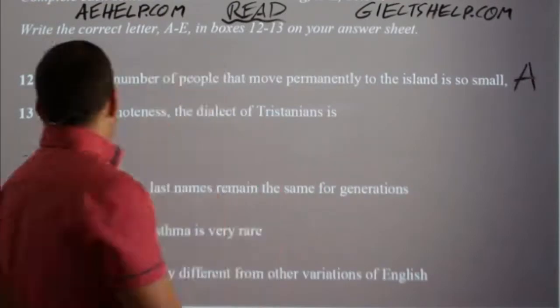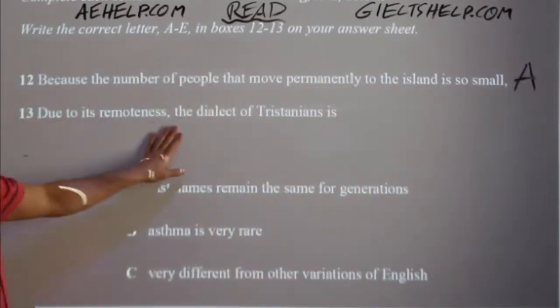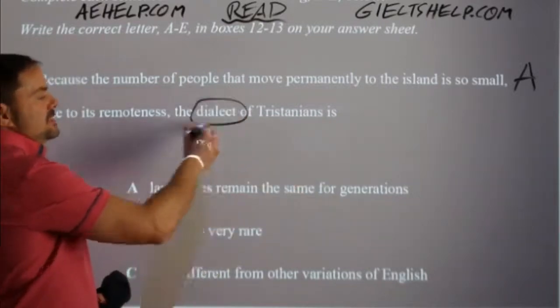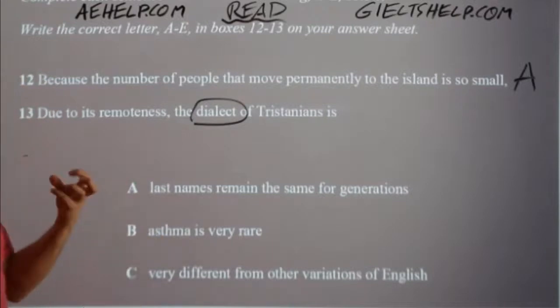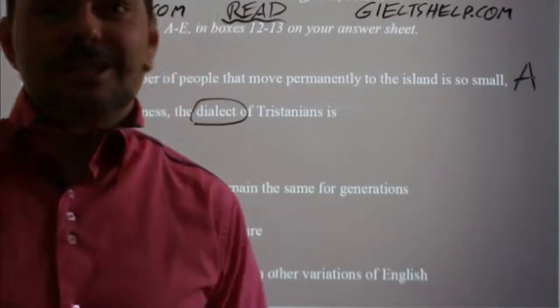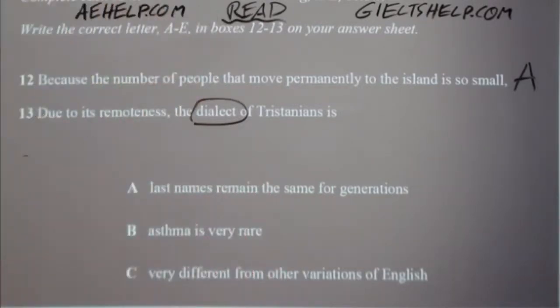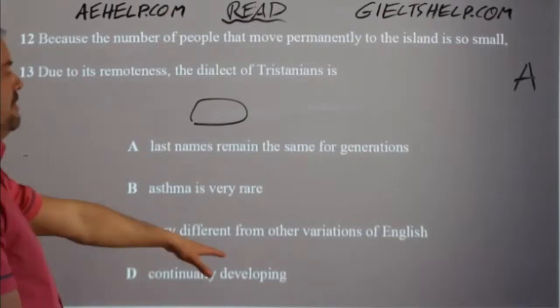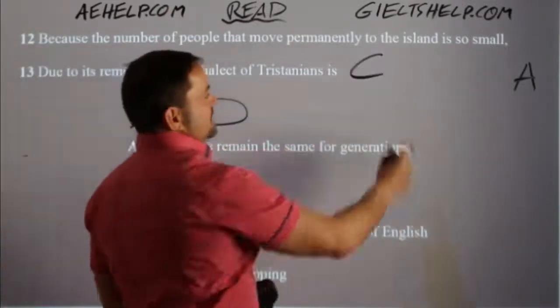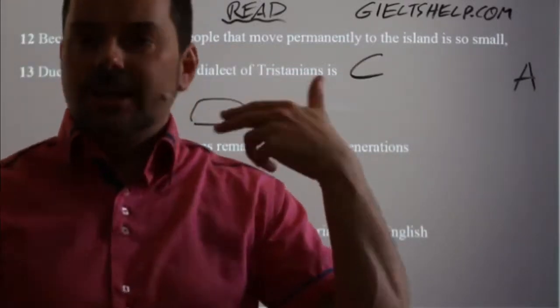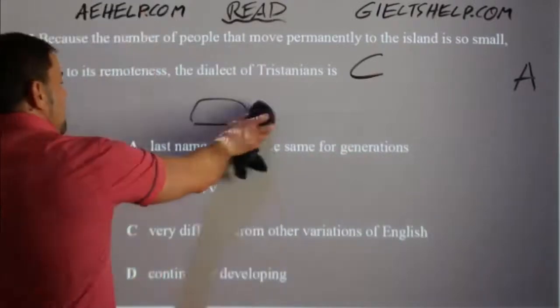And number 13, due to its remoteness, the dialect of Tristanians. Dialect means their style of speaking, so the style of the English language. And thank goodness you're not listening in the listening section to this kind of English, otherwise it might be very difficult. A lot of you are already answering, it's very different from other variations of English. So that's correct. That would be C. And maybe you heard that. That's auditory visualization. So you're hearing that. Very good job.